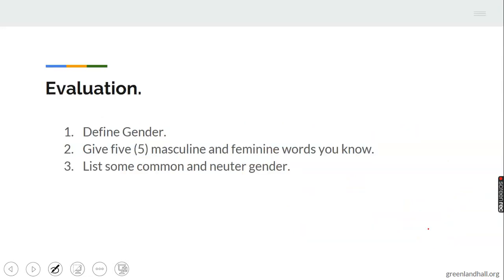Okay, you are to attempt this. Number 1, define gender. Number 2, give 5 masculine and feminine words you know, not the ones I've mentioned. You get me your own. Then you are to list some common and neuter gender words that you know.